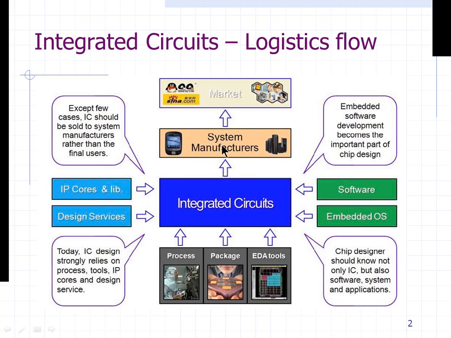Then that integrated circuit will be sent to system manufacturers who will then integrate or use that IC on their boards in their products. So the boards will be designed, the entire product will be designed, and finally the product will be launched into the market for the end consumer. That's the whole logistics flow for any integrated circuit, right? From design to the market.